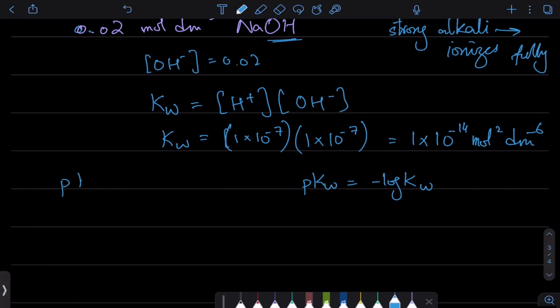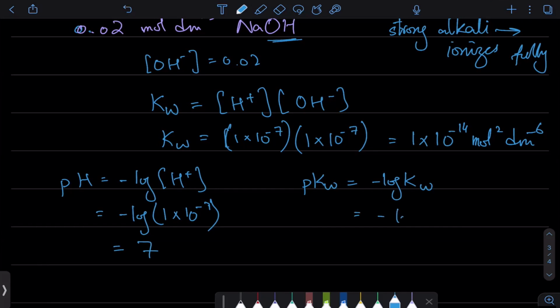Or if I want to take just the pH, that will be minus log of H positive, and that will be minus log of 1 into 10 power minus 7. That will be just 7. Similarly, this one would be minus log of 1 into 10 power minus 14, which will be just 14. So we can say that the pKw is 14, or pH of water, neutral water, is 7. But now it's no longer neutral. What I've done is I've added this much hydroxide in there.